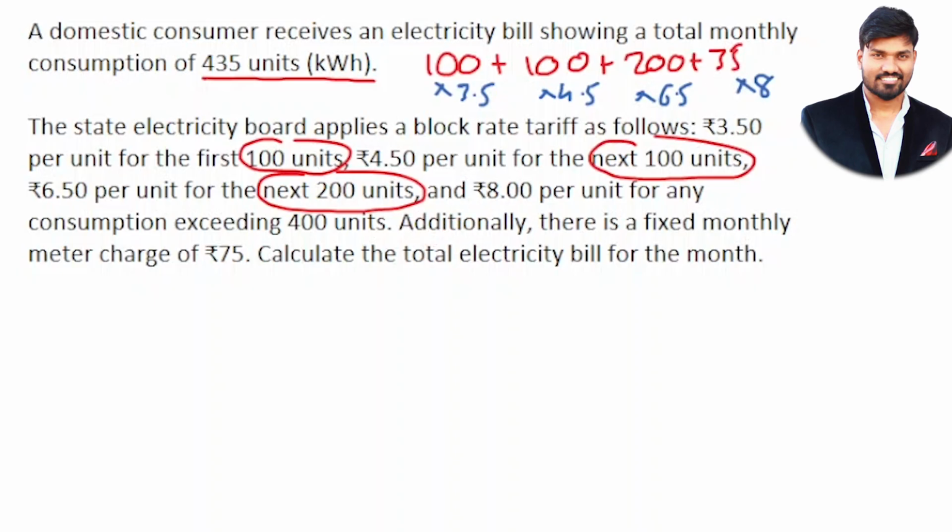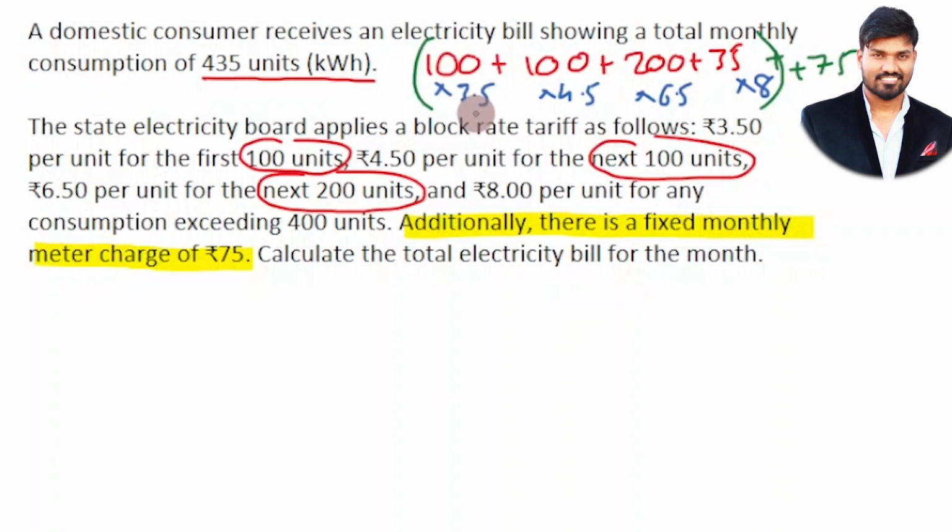Okay, and additionally there is something interesting here. Additionally there is a fixed monthly meter charge. I think you must have seen this. If you leave your home completely unused for 1 month or 2 months or something, you will still get a bill, minimum bill we'll call. That minimum bill is because they are giving you wires and all, everything is there, so they will charge that. Meter charge is also 75 rupees whether you use it or don't use it. Okay, so plus this meter charge which is 75 rupees.